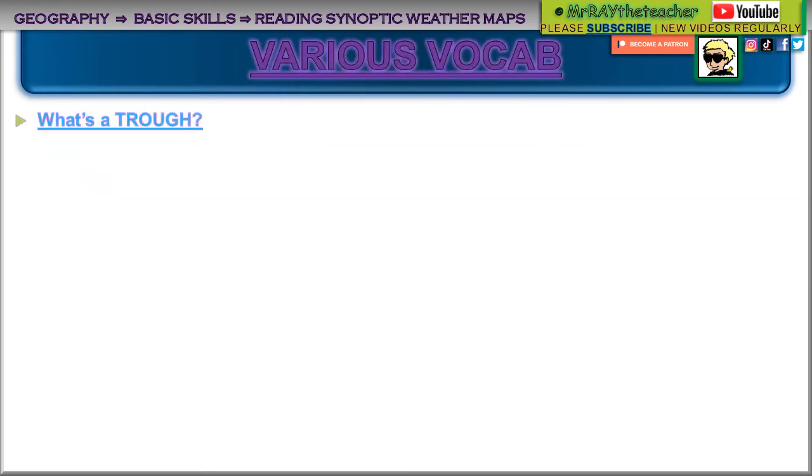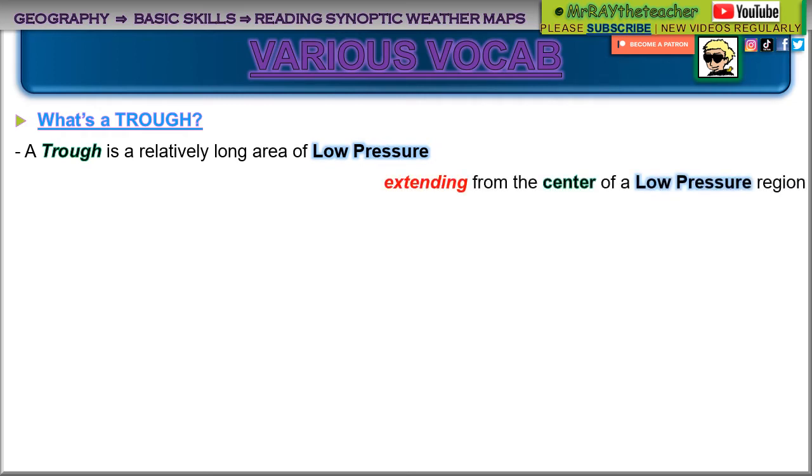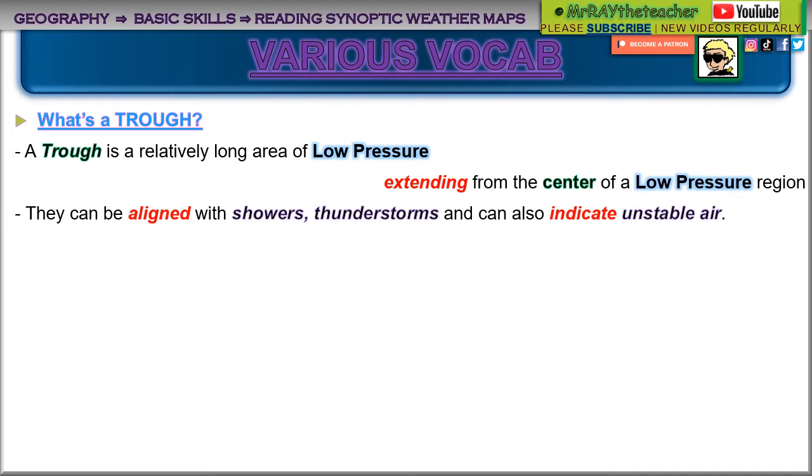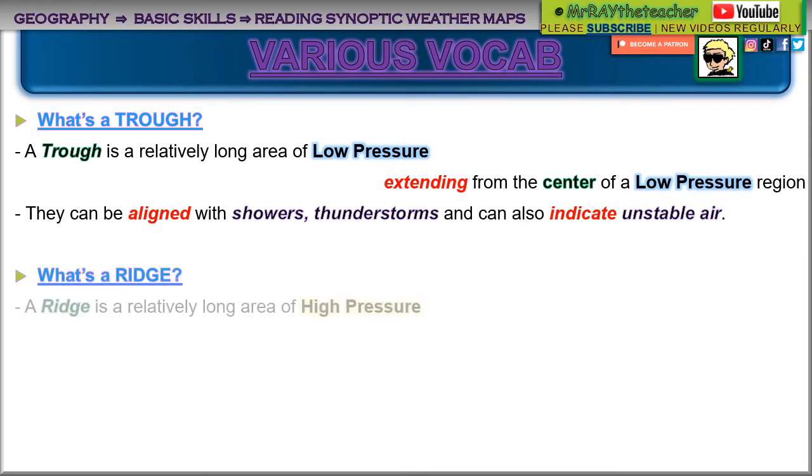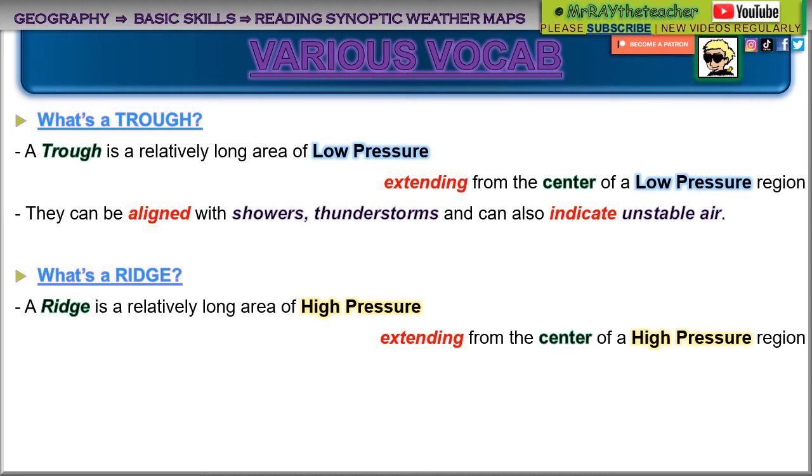Now, what is a trough? A trough is a relatively long area of low pressure extending from the center of a low pressure region. They can be aligned with showers, thunderstorms, and can also indicate unstable air. What's a ridge? A ridge is a relatively long area of high pressure, extending from the center of a high pressure region. They're kind of opposites.